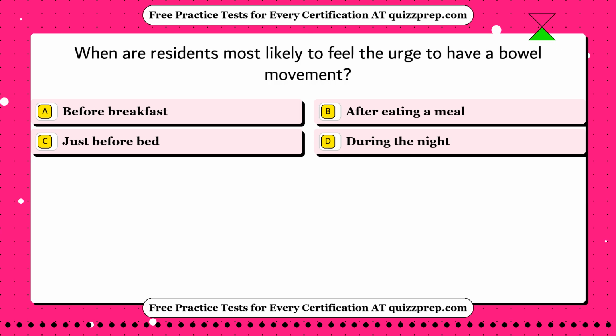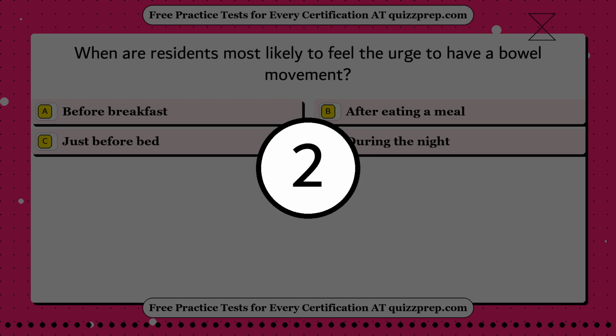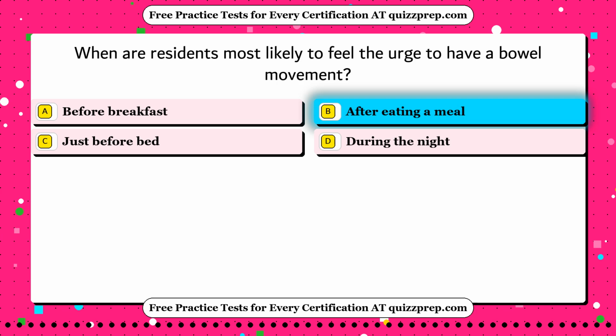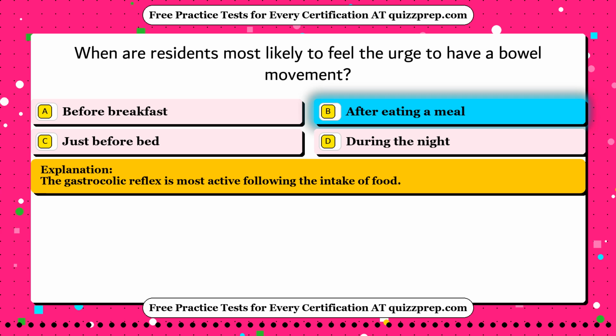Question 131. When are residents most likely to feel the urge to have a bowel movement? Option A, before breakfast. Option B, after eating a meal. Option C, just before bed. Option D, during the night. The correct answer is option B, after eating a meal. The gastrocolic reflex is most active following the intake of food.